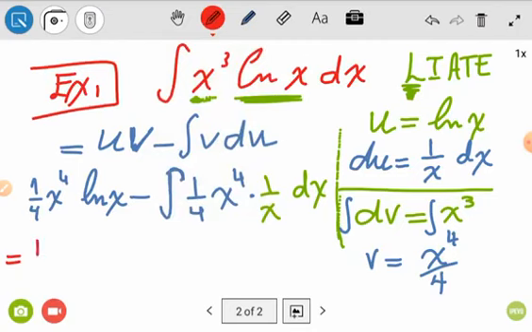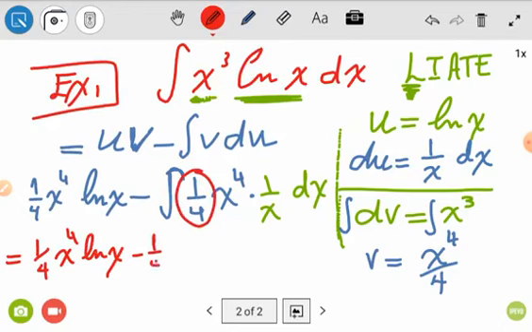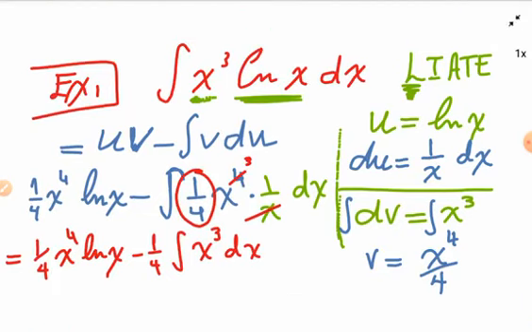Okay guys, then simplify. The first part stays the same, 1 over 4 x to the power of 4 ln x, minus 1 over 4, which is a constant, so we will let it outside, and then the integral of x to the power of 4 over x. We can cancel the exponent and we have only x to the power of 3 dx, which is so simple and easy now.